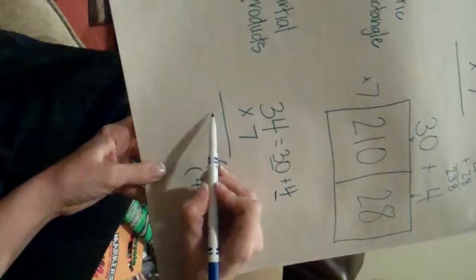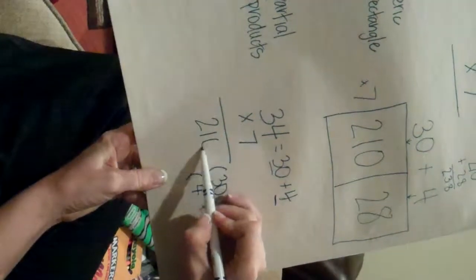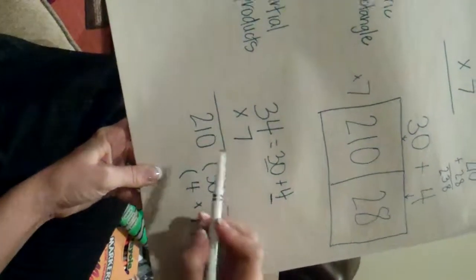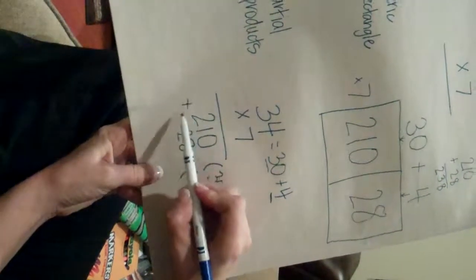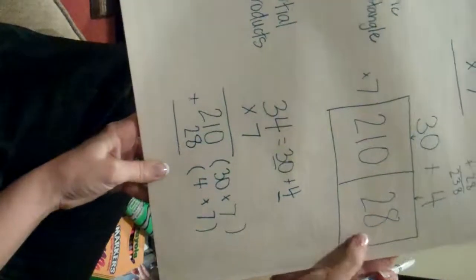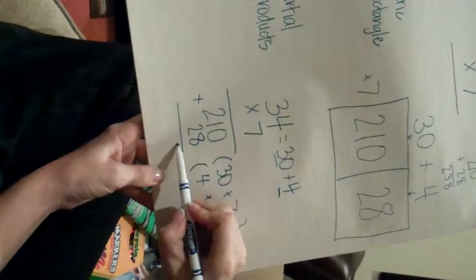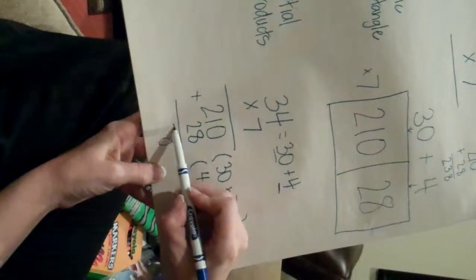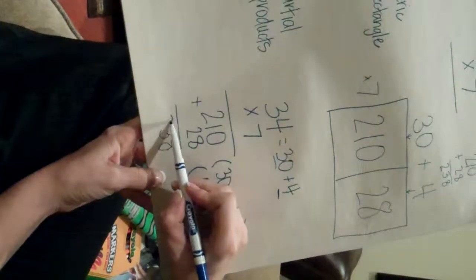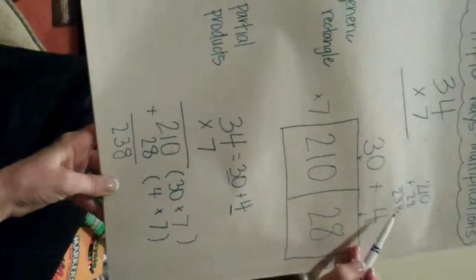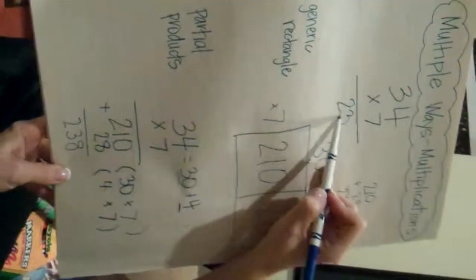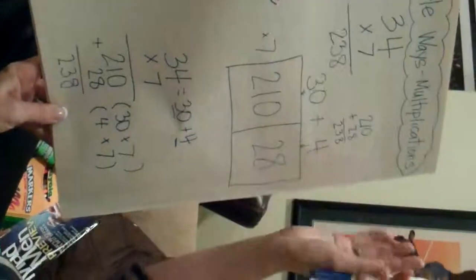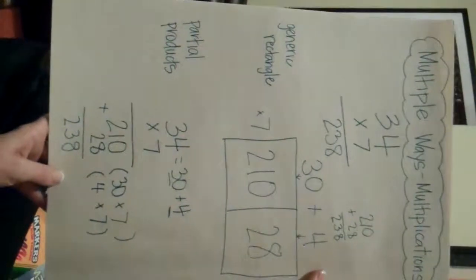So now I can do my multiplication. 30 times 7 gives me 210. 4 times 7 gives me 28. And now it's easy because I've just lined these up, so now I'm going to add my ones, tens, and hundreds. So now I have 8 ones, 3 tens, and 2 in the hundreds. So now I check my answer and see if it's the same. Yes, it is, 238. And now I write it in the multiplication product part. And that's how you multiply with multiple ways.